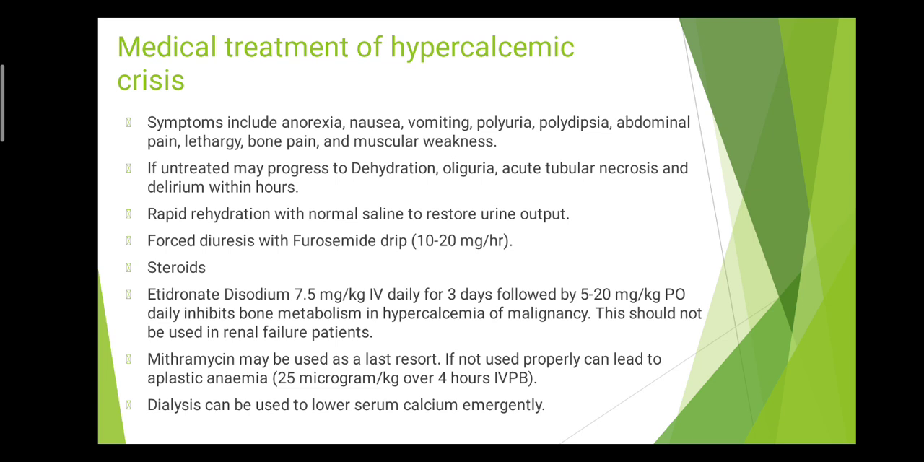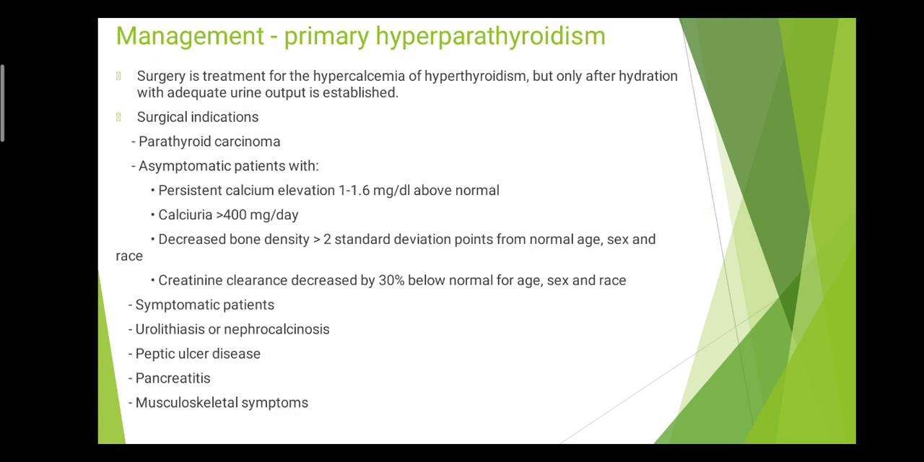Then etidronate disodium can be given, 7.5 milligram per kg IV daily for 3 days, followed by 5 to 20 mg per kg per oral daily. It inhibits bone metabolism in hypercalcemia of malignancy. This should not be used in renal failure patients. Mithramycin may be used as a last resort. If not used properly, it can lead to aplastic anemia. It should be started at 25 microgram per kg over 4 hours. And dialysis can be used to lower serum calcium emergently.